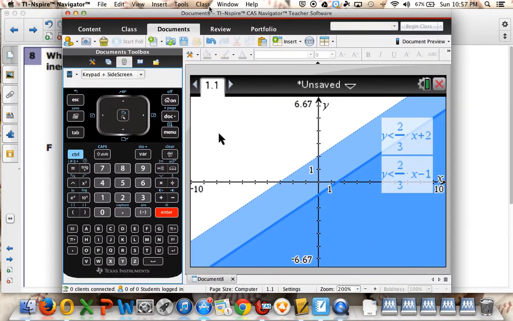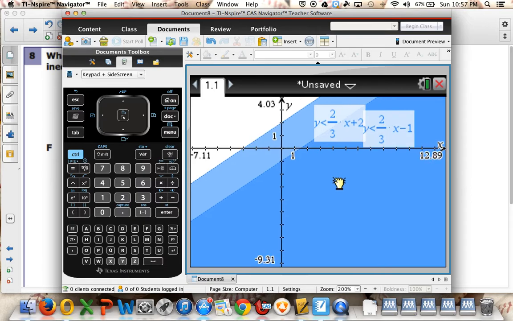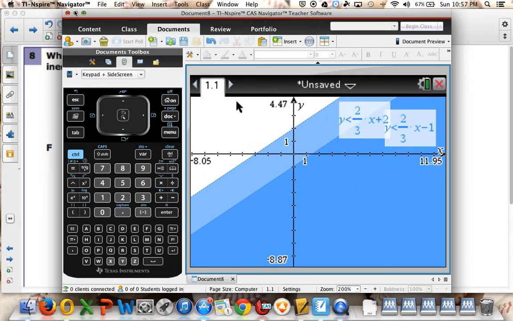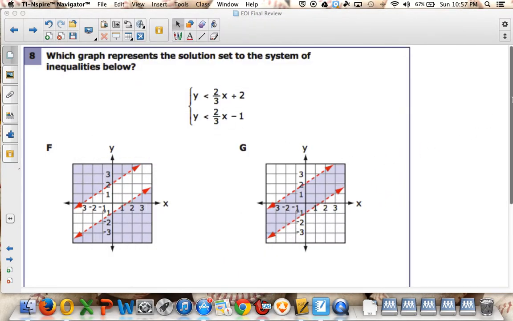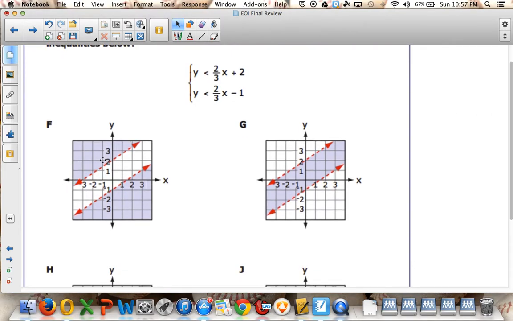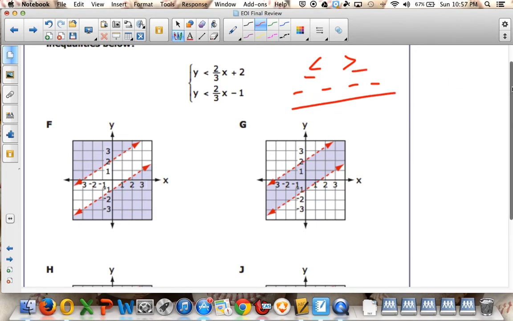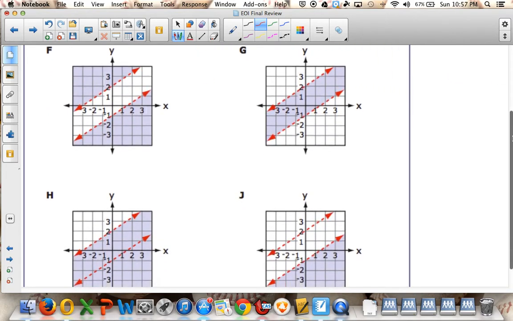Yep. I can see where these two lines overlap. Where it's darker is where they actually overlap. Okay, so let's look at some of my answers. It doesn't look like F because it was all south of these two lines, and now it could be F because of the actual dotted lines. Remember, whenever it's less than or greater than, it's a dashed line, and when it's or equal to, it's a solid line. So it could be all of my answers.